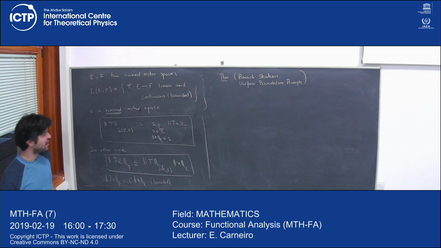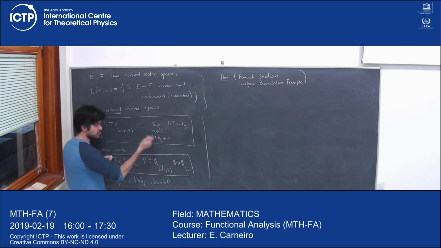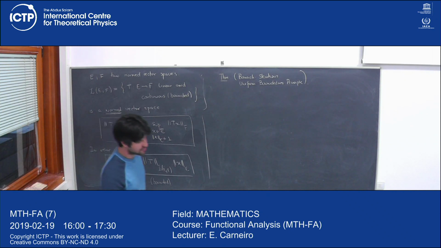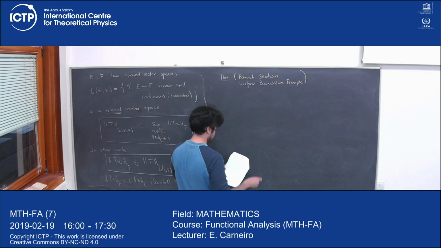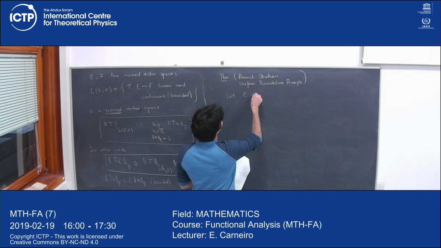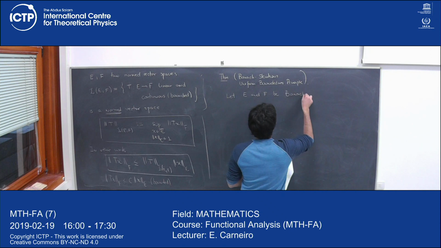Anyway, okay, so now if I have two vector spaces, I can consider the bounded linear functionals from one space to another one. This is also a normed vector space, and this is the norm, right? This is the definition of the norm. The Banach-Steinhaus theorem states the following. Let me write it down for you, because it's a very, very surprising statement. Let E and F be Banach spaces.